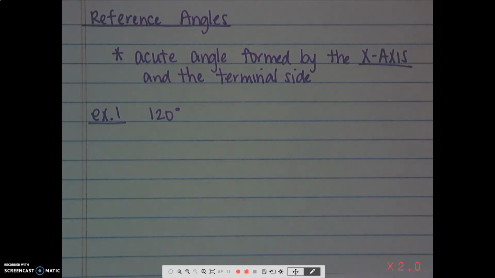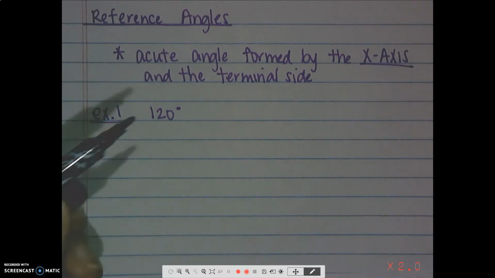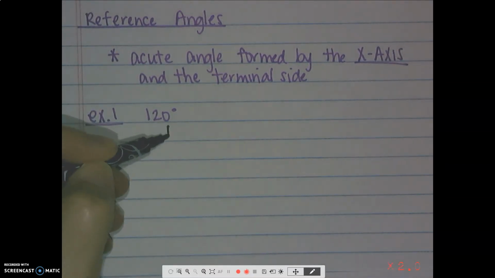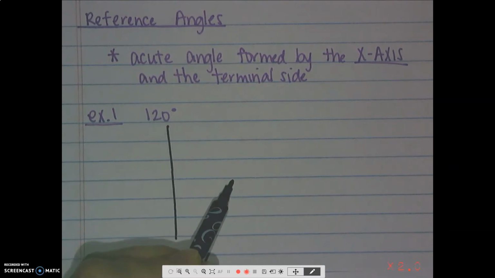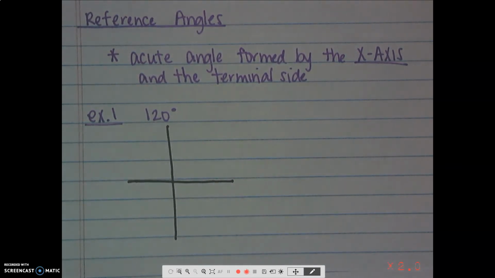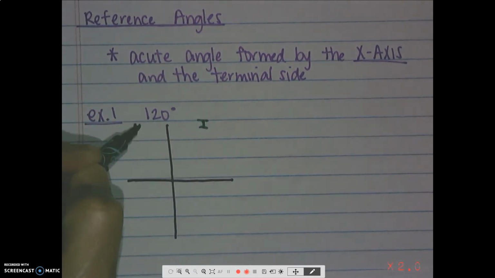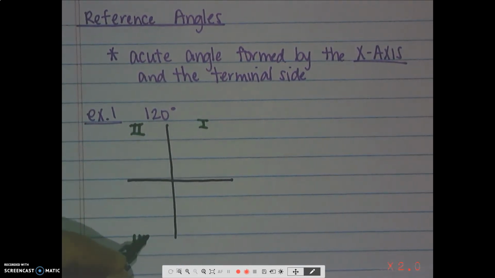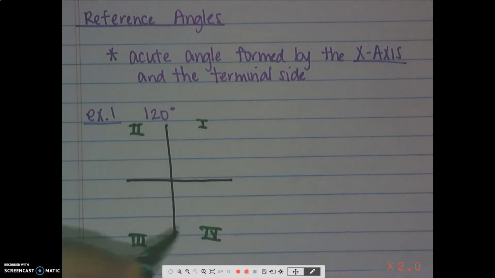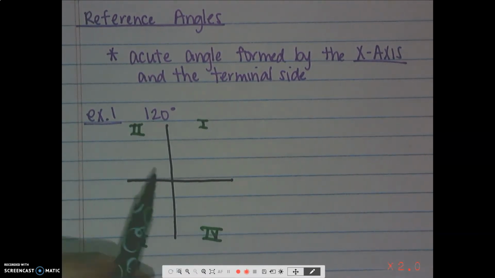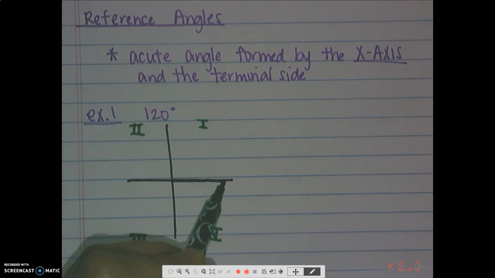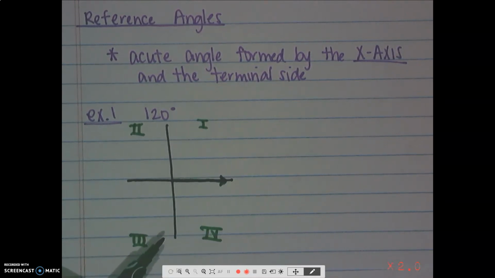So if we have 120 degrees, okay, we know how to graph that. We know how to deal with that. So we have our XY coordinate plane. We know 120 is going to be in the second quadrant here. Remember, they are the first, the second, the third, and the fourth quadrants. Okay, we use Roman numerals for them. So 120 degrees. We know we use the positive x-axis there.